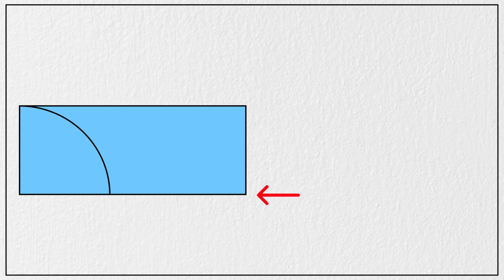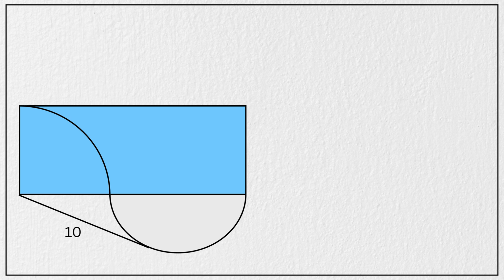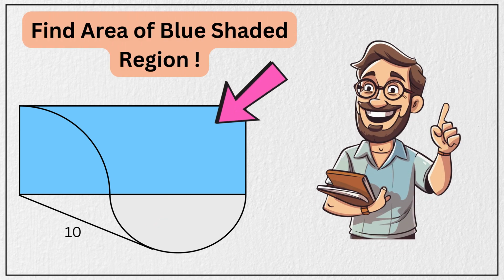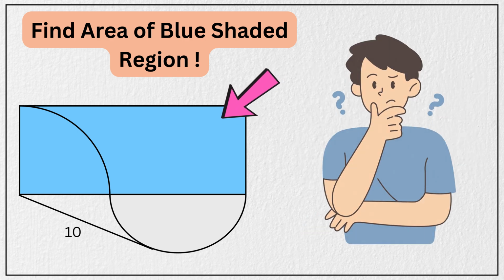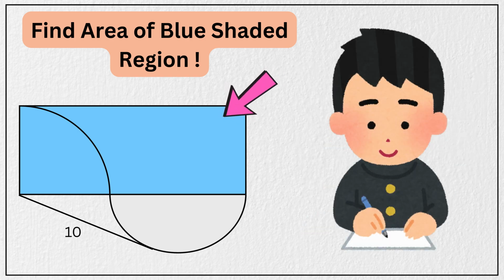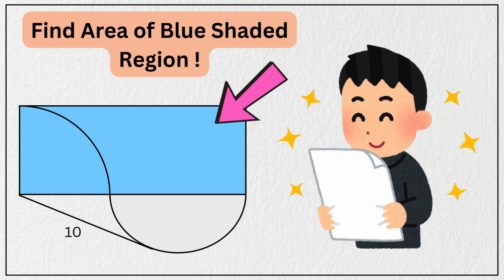Again, at the base of the rectangle, a semicircle is placed like this, and a tangent with the length of 10 units is drawn from the lower left corner of the rectangle to this semicircle like this. And our goal is to find the area of this blue shaded region. You can pause the video and take a moment to think about it, and when you're ready, you can always come back to verify your answer.